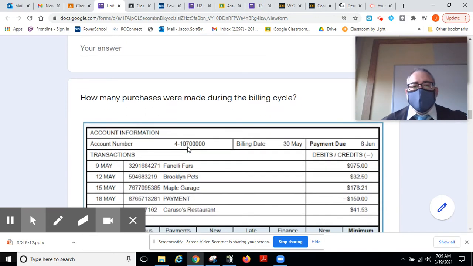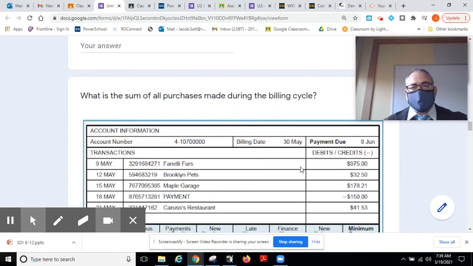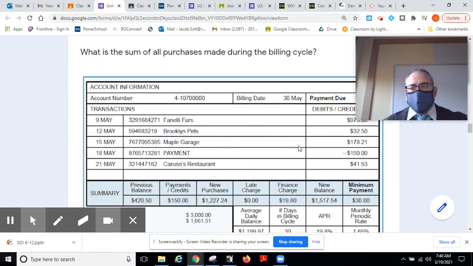All right. So how many purchases were made during this billing cycle? You're literally going to count the purchases, right? 1, 2, tres, cuatro, right? You don't count this one. This is a payment, so this is not a purchase. So you just count them. That's how many purchases. What is the sum of all purchases made in the billing cycle?